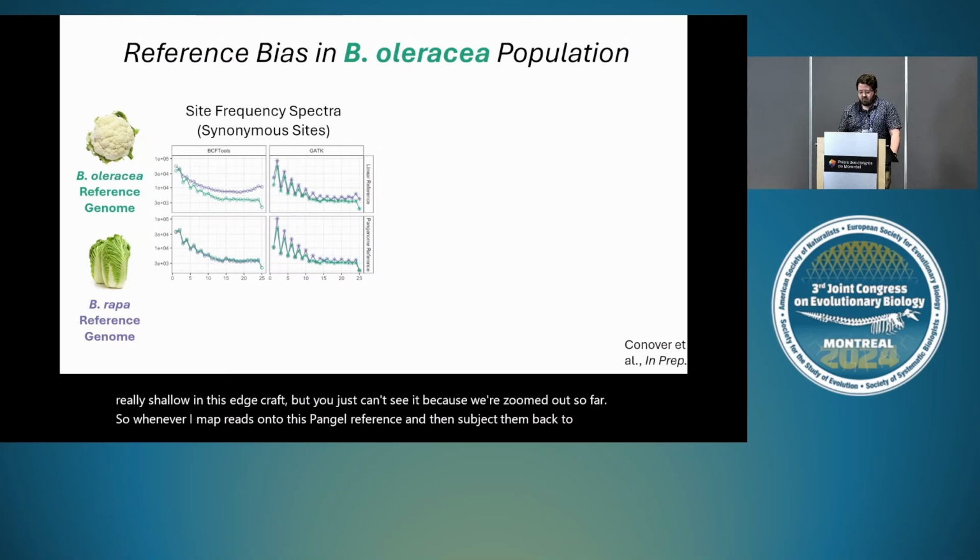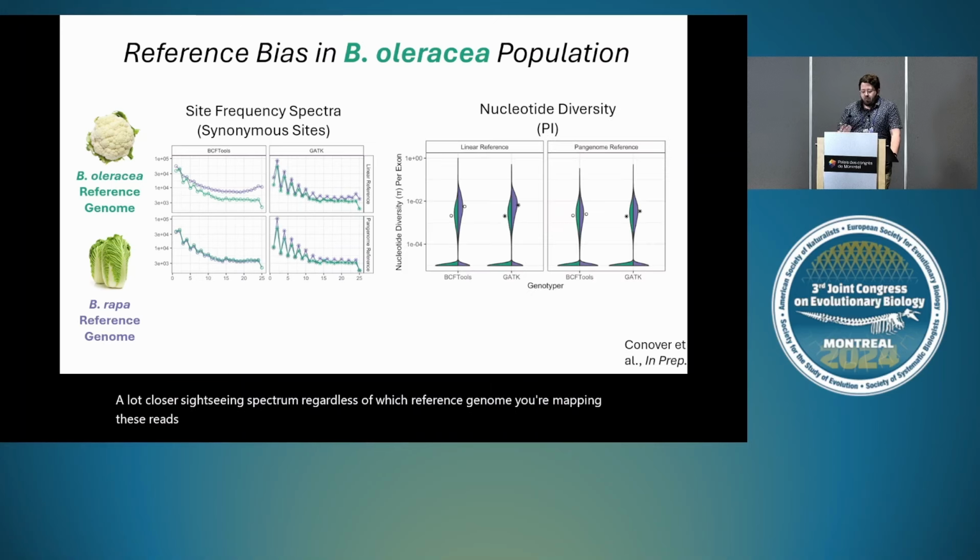So whenever I map reads onto this pangenome reference and then surject them back to one of the diploid references, these are the site frequency spectra that I see. On the top two are data that you've already seen before, and on the bottom is mapping these reads to the pangenome. And what you can see is that for the most part, a lot of these differences have improved. This still isn't a perfect method, but this is at least a lot closer site frequency spectra, regardless of which reference genome you're mapping these reads to. And we also see an improvement in nucleotide diversity as well.